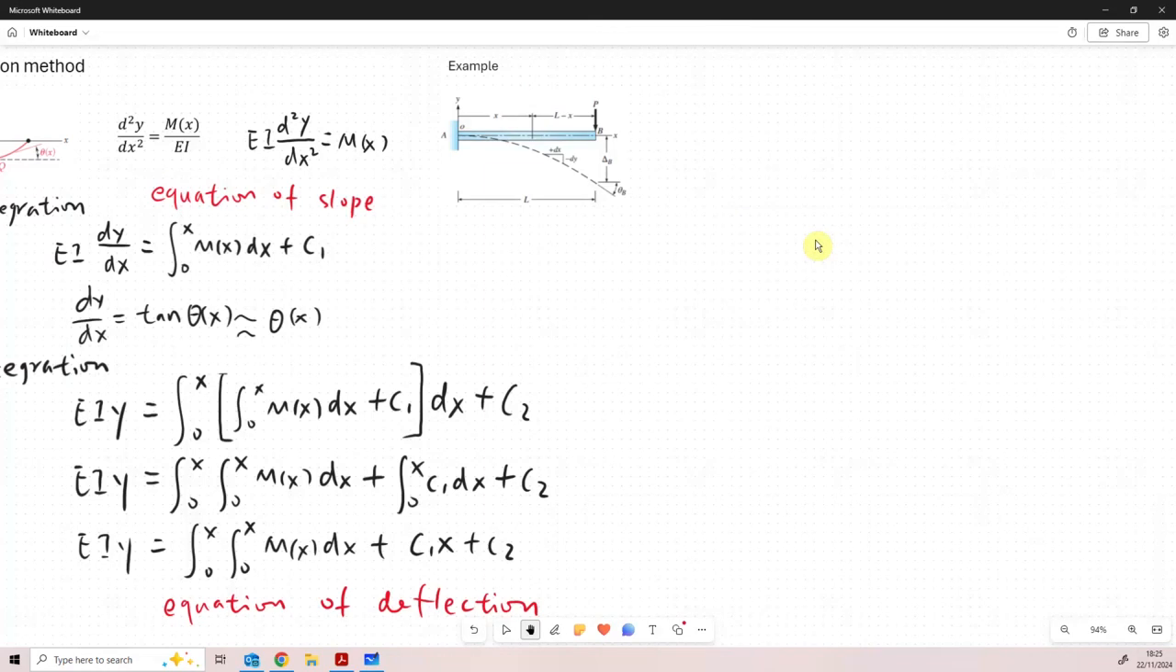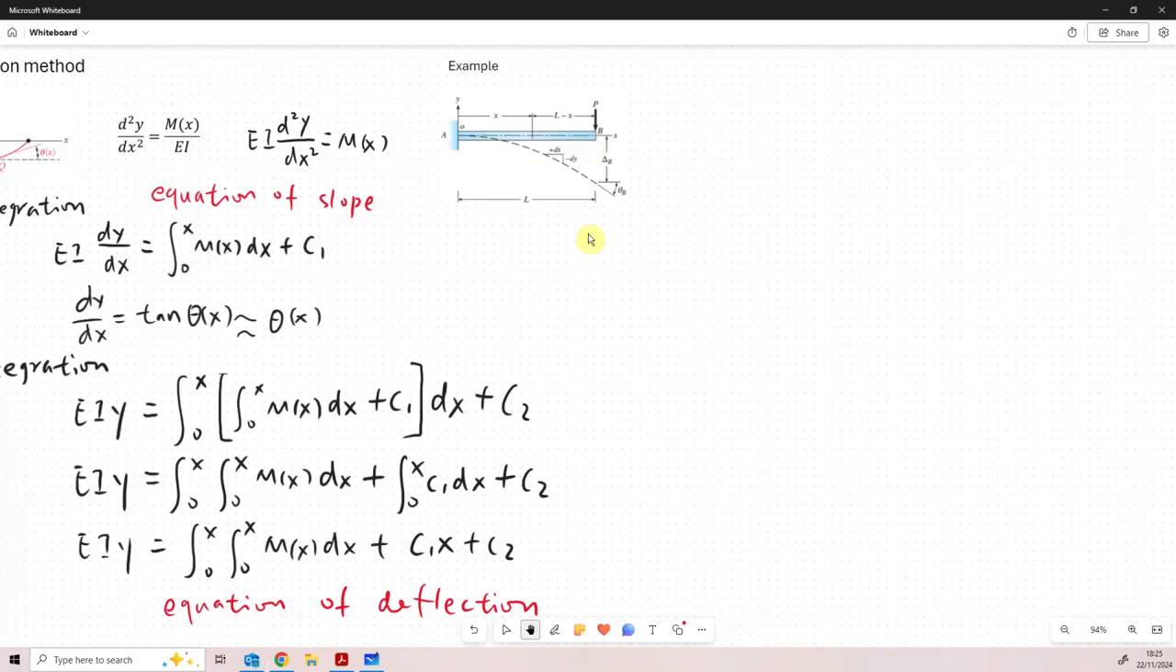So we have talked about the idea of the double integration method, the procedure. Now let's look at how to use the double integration method to calculate deflection. Here we have a cantilever beam. The length is L, and we apply a concentrated load at the free end, point B.